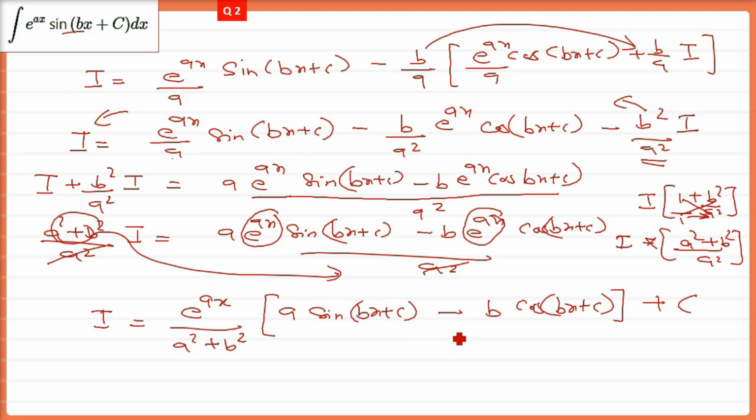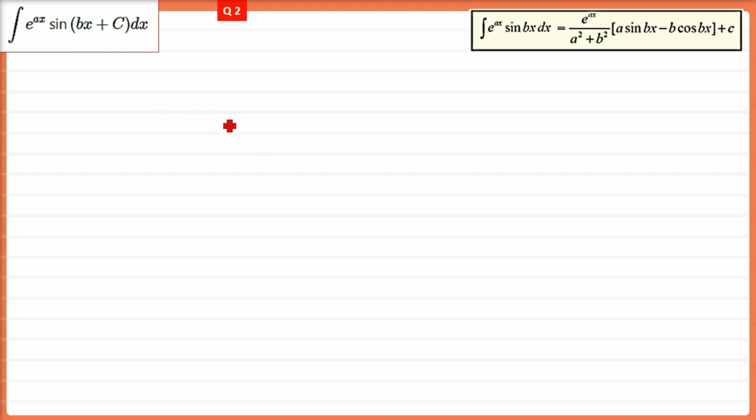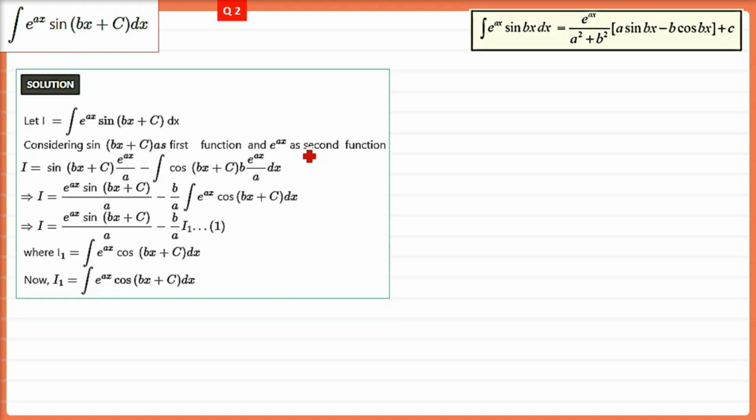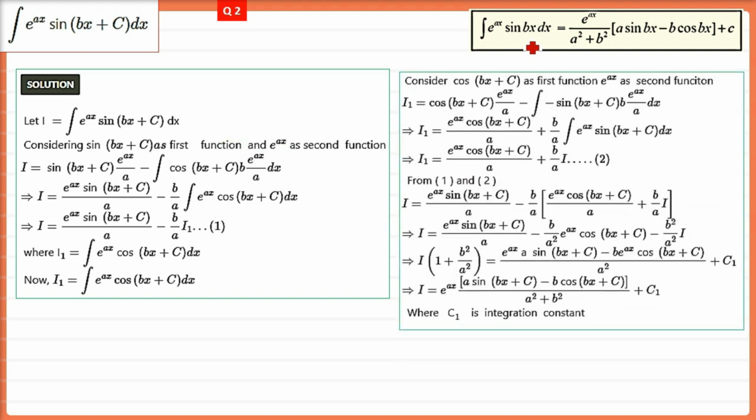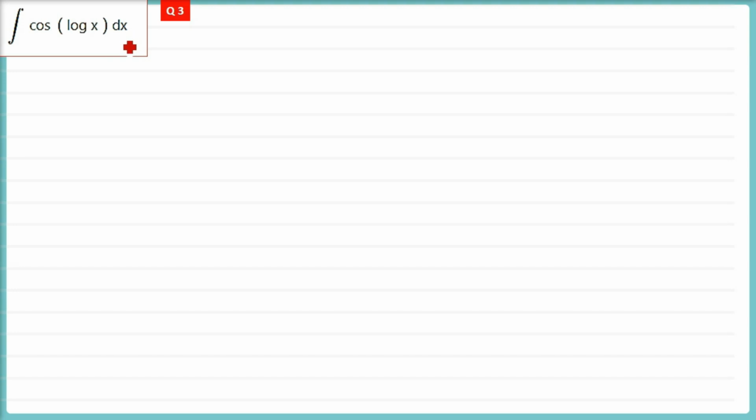Now sometimes you will understand that e raised ax sine bx and e raised ax sine bx plus c are the same. They are not. So let me show you the proof also in a printed form so that you can try it by yourself, or you can remember how to write this if it at all comes in your examination. Cos log x dx.